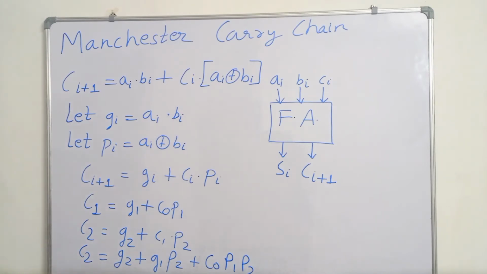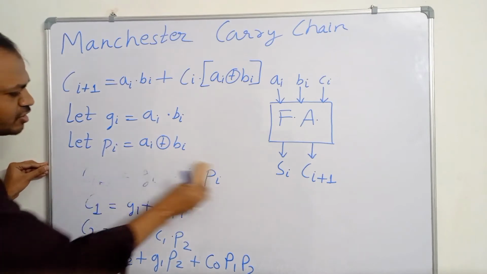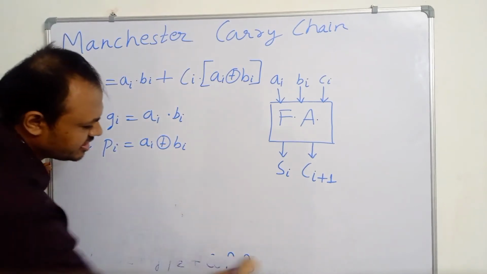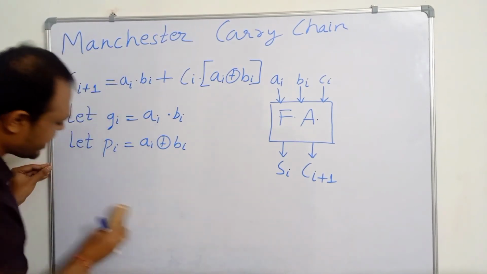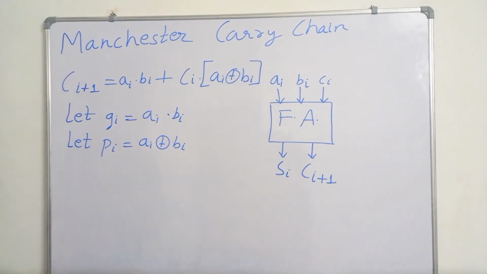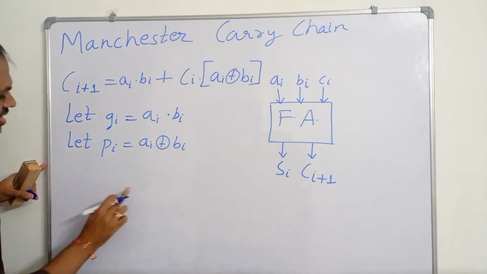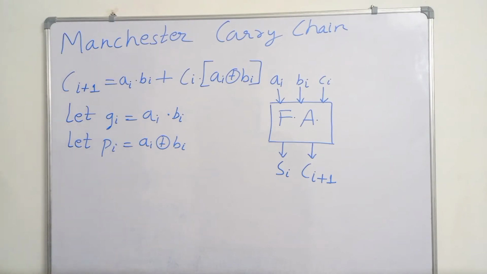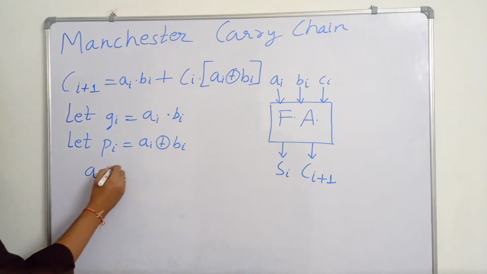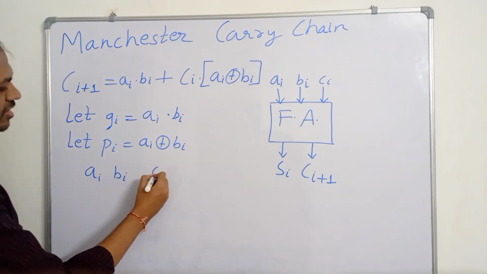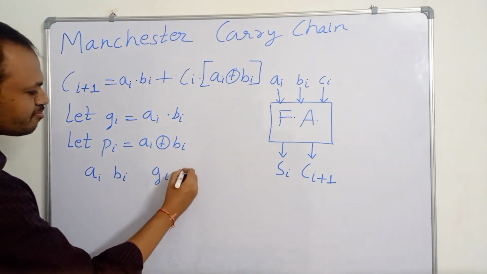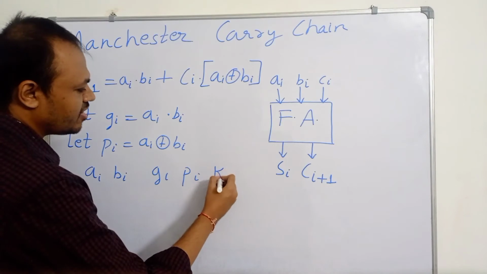Now we will introduce a third bit, which is called the carry kill bit. So let me draw the table first. This is AiBi, this is your Gi, this is your Pi, and this is your Ki.